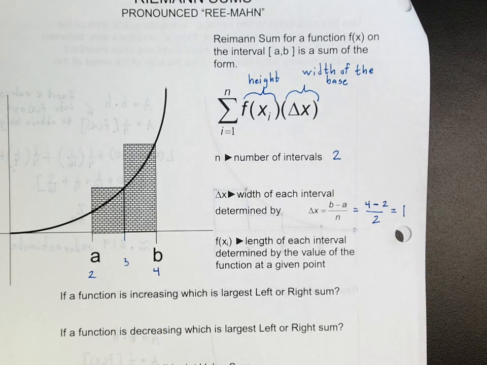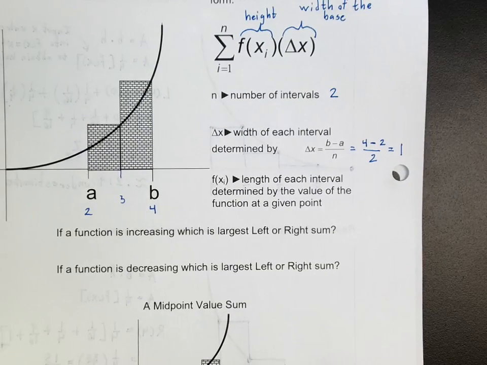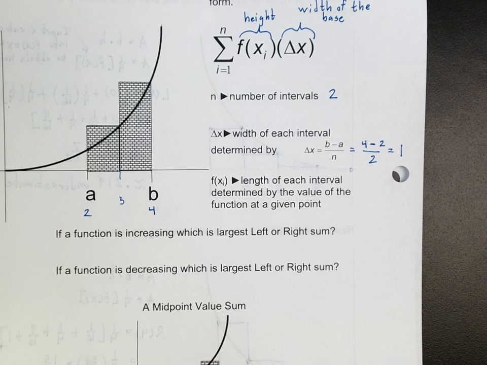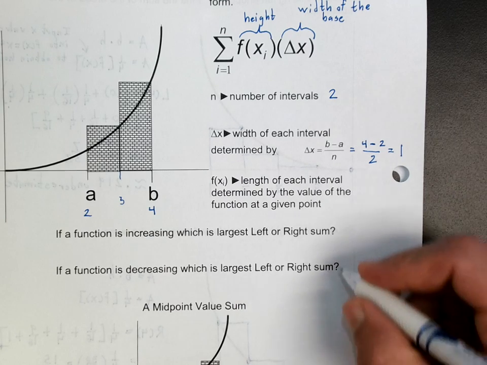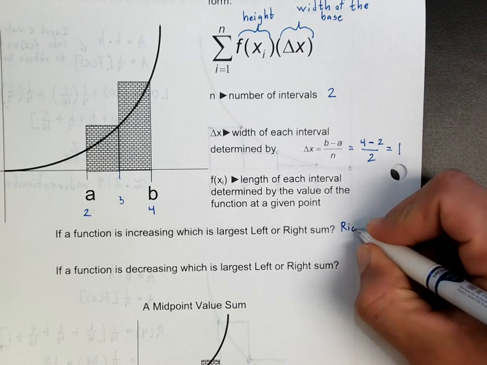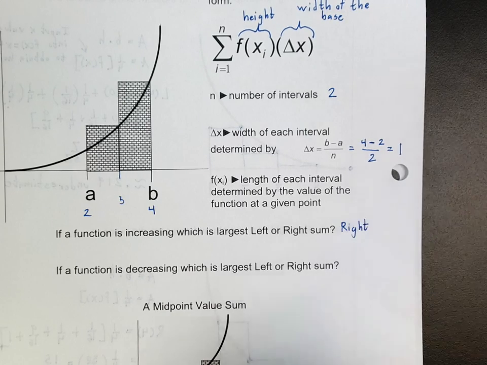Okay. Now let's go over some basics here. If the function is increasing, like the last two examples that we just finished, both of those were increasing, and it's asking you which is the largest, the left or the right sum? Well, hopefully you notice that the right sum is going to be the largest. So if it's increasing, the right sum is going to be the biggest one. Now if a function is decreasing, then the left sum is actually the largest.